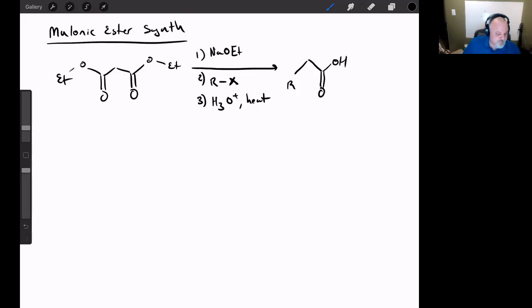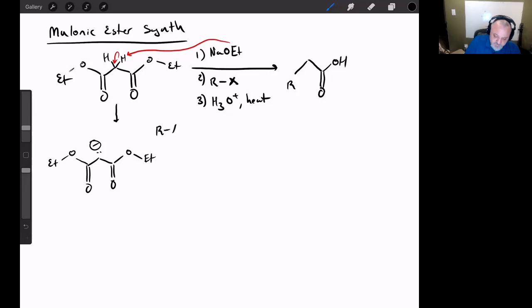Okay, so let's take a look at how this happens. So recall that there are some hydrogens here. And so the sodium ethoxide will remove one of those hydrogens, and it'll form this enolate ion. And again, this is a doubly stabilized enolate ion. And so this happens essentially irreversibly. And so now I am able to react this guy in that SN2 reaction, like we saw before with alpha halogenation.